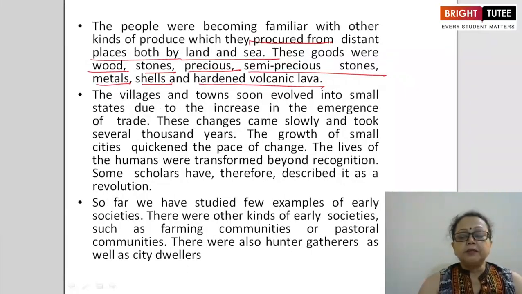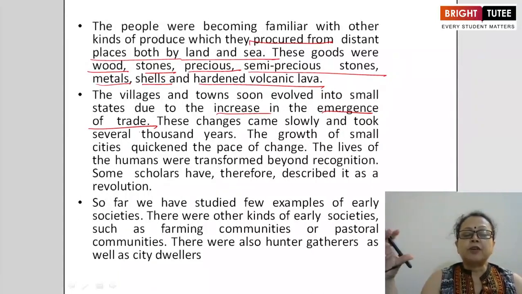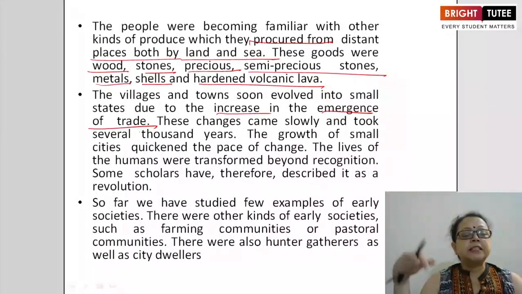lands. The villages and towns soon evolved into small states due to the increase in the emergence of trade. First, the concept of village was there. With that, the invention of agriculture started giving the concept of settled life to the early humans. Then the concept of villages, towns and cities developed. But with the emergence of trade and business, the concept of small states started.